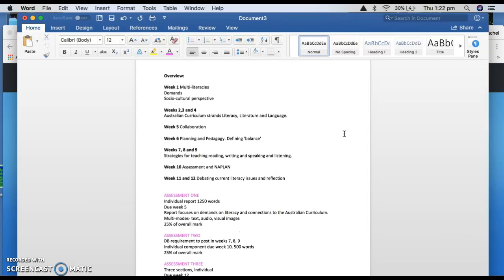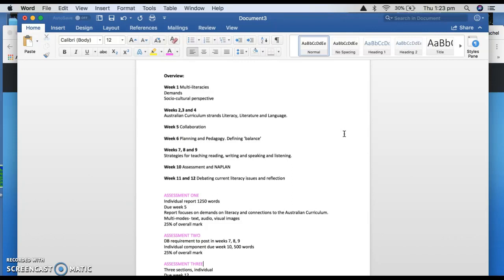Within weeks 7, 8 and 9, that's when our A2 assessment will start, which I'll explain in just a moment. But looking at each of these weeks, in week 7 we're having a look at reading, in week 8 we're having a look at writing, and in week 9 we're having a look at speaking and listening. And the focus of each of these weeks is talking about strategy. So how can you effectively teach reading? What are the strategies that you're going to use?